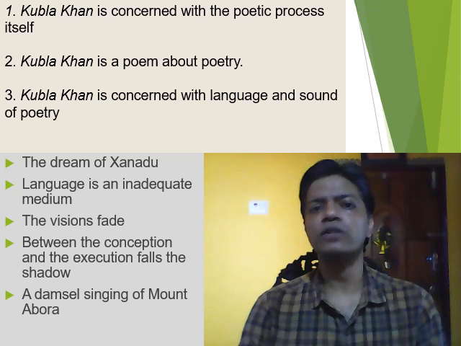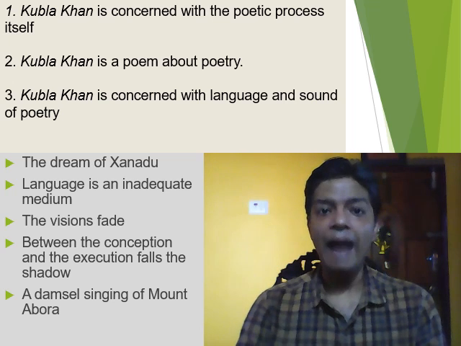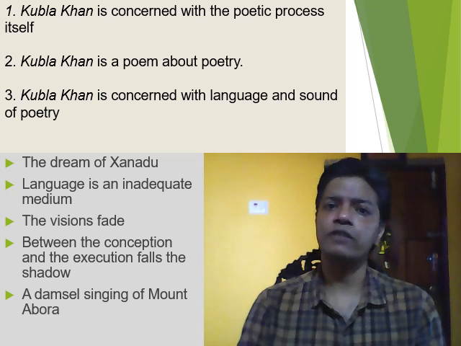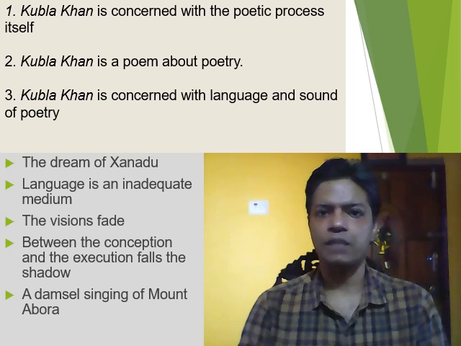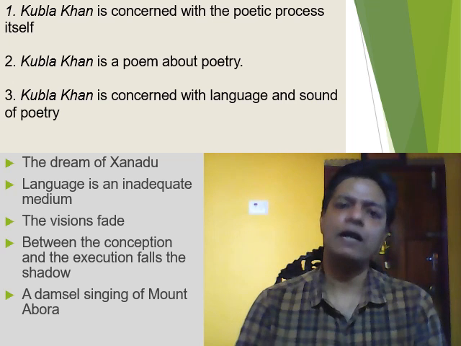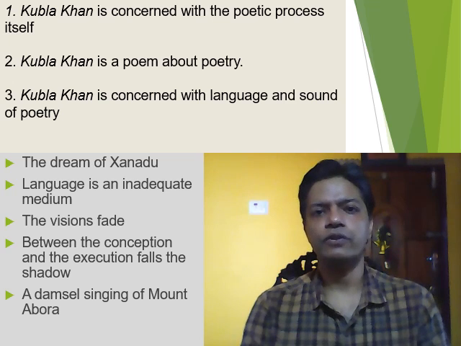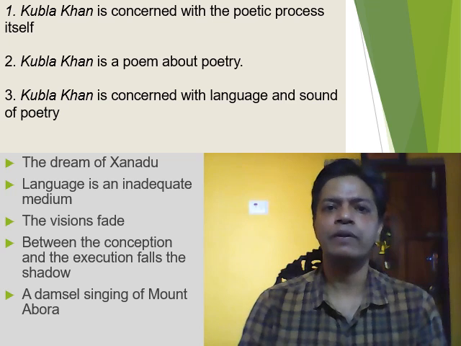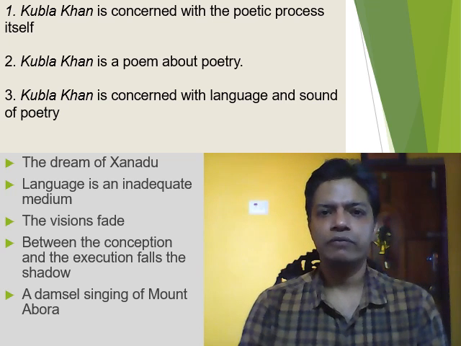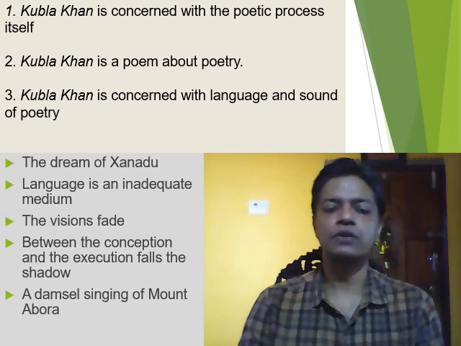Wordsworth talks about this reconciliation between the spontaneous overflow of powerful feeling and the feeling that takes its origin from emotion recollected in tranquility. Coleridge also talks about the esemplastic power of poetry. The secondary imagination of the poet allows the poet to dissolve, diffuse, and dissipate in order to recreate. So this recreation of the immemorial past in poetry with the help of artificial language makes poetry more difficult. Between the conception and the execution falls a shadow.